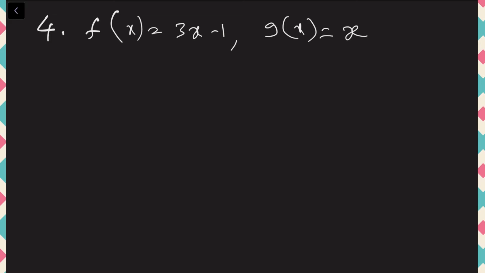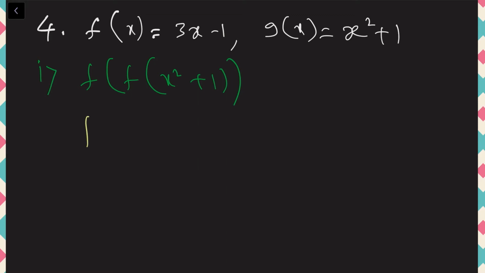Function f of x is given as 3x minus 1. F of x is a function which is defined as 3x minus 1. And g of x is given as x square plus 1. Again, in this fourth question also, three sub-questions are there. Let us have a look at the first one in this. What is the value of f of x square plus 1?